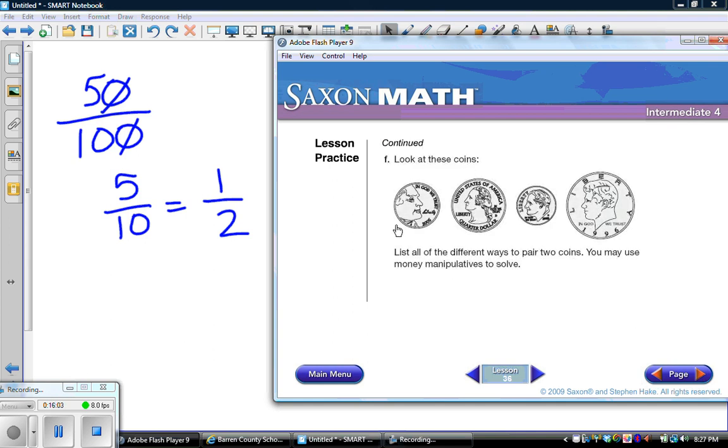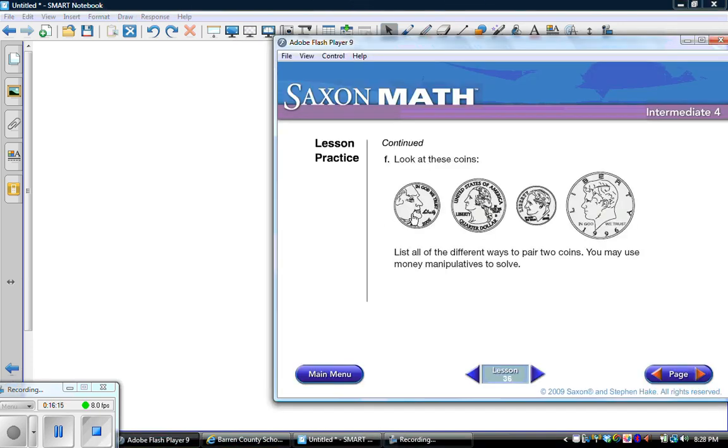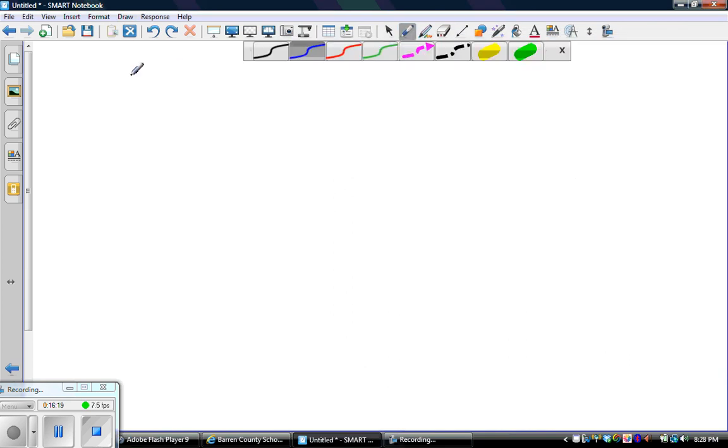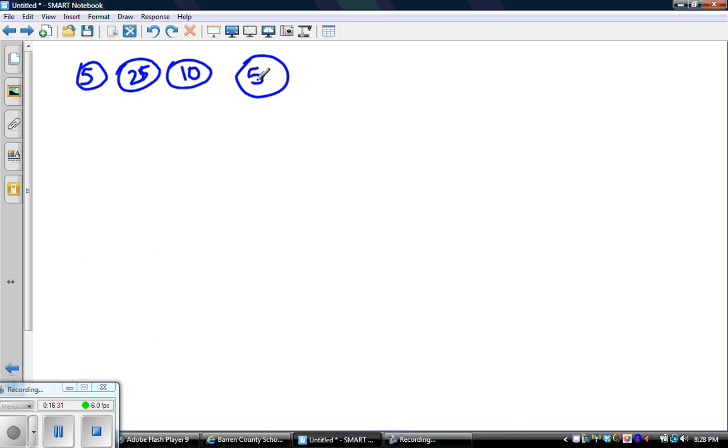Look at these coins. List all the different ways to pair two coins. You may use money manipulatives to solve. So let's make a list. And this time we can only have two. And it is, let's see, we've got nickel, quarter, dime, and 50-cent piece. Nickel, quarter, my pen's getting slow. Dime, and 50-cent piece. And we can only pair two. Okay, so all of our combinations.